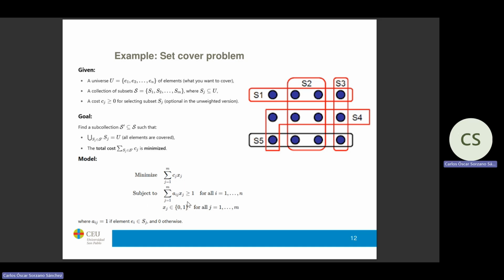And this constraint means all the elements are taken. So this Aij is 1 if the element Ei is in that subset, in subset J. So this condition means you have to cover the whole set. Very good. So this is a combinatorial problem. So you have to try all possible combinations and see which one has minimal cost.